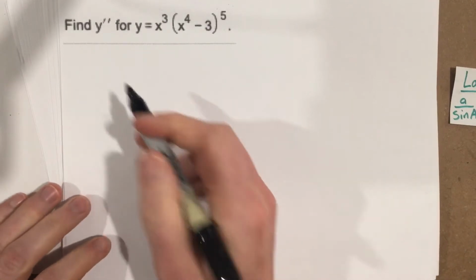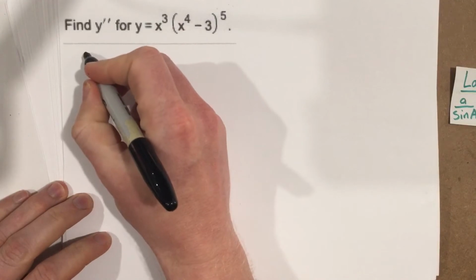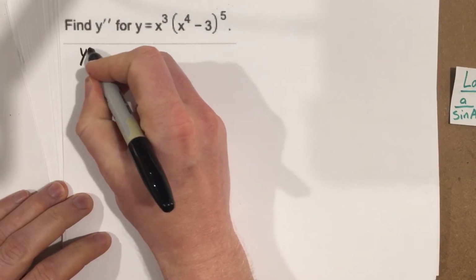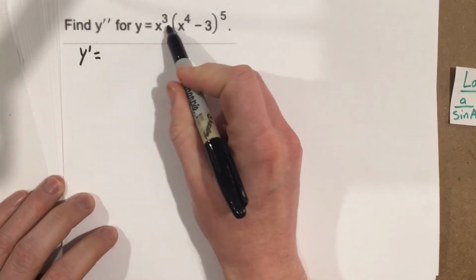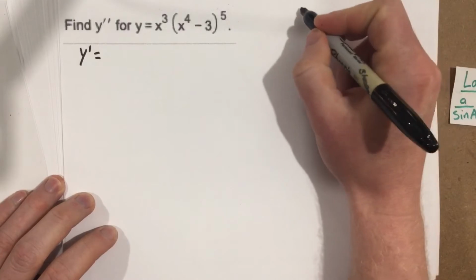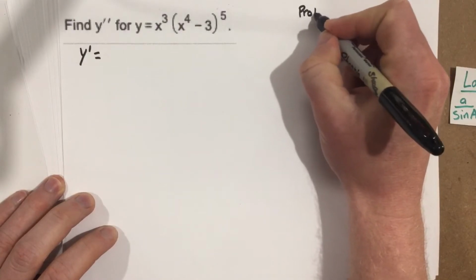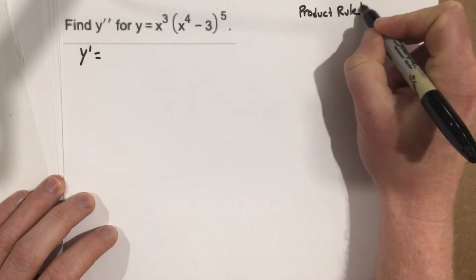We want to start to find the double derivative. We want to find the first derivative first. So let's go ahead and find y prime. Now we know in order to find y prime, we're going to have to use the product rule. So over here I'm going to do my product rules on the right side. So product rule, and we'll say number 1.